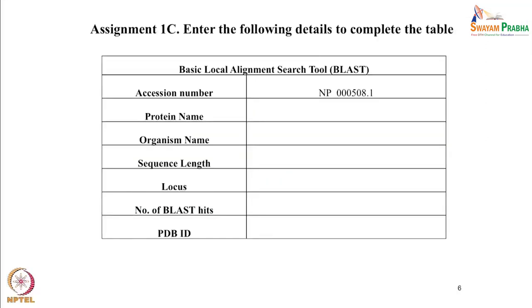The details for this protein are: the protein name is hemoglobin subunit alpha, the organism name is Homo sapiens, the sequence length is 142 amino acids, the locus is NP000508, the number of BLAST hits is 106, and the PDB ID.